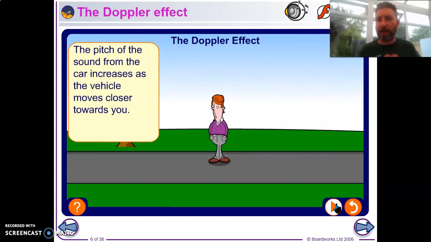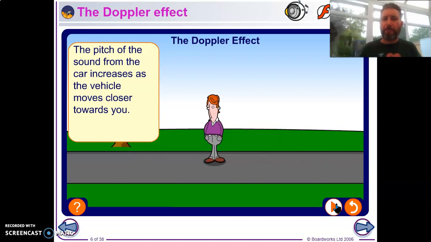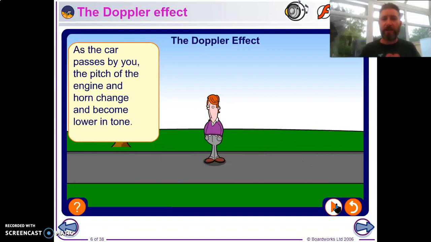Now listen to the sound, the pitch of the sounds that come towards you. Now you can hear the change in pitch of that sound.